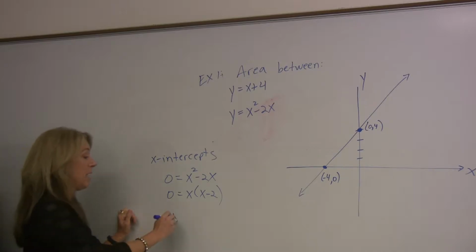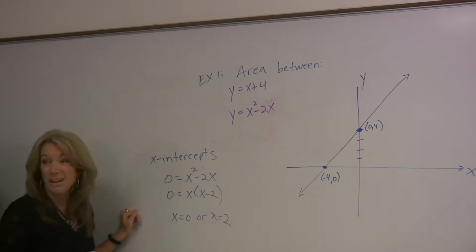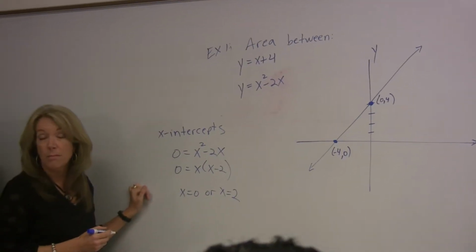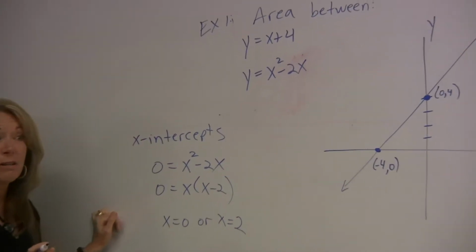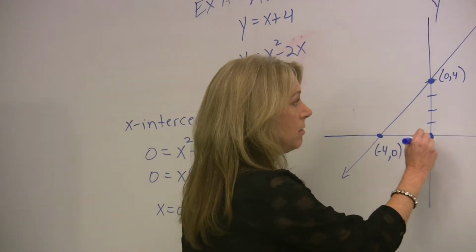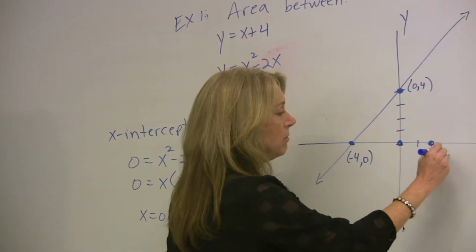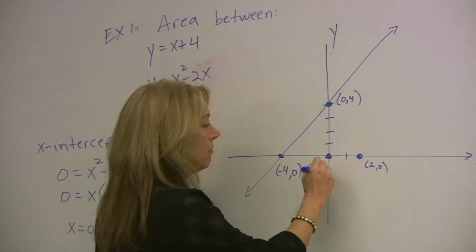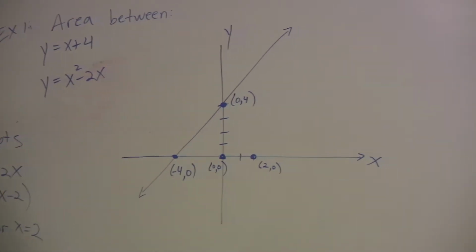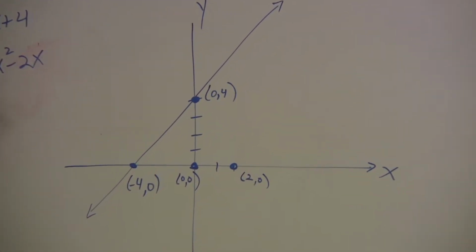And that tells me that x equals 0 or x equals 2 are my intercepts. Mind you, I still don't know exactly what this graph looks like, but here's what I know. I know it goes through this point and this point, right? 0 and 2. So what else do I know about it? That's the first question I asked.